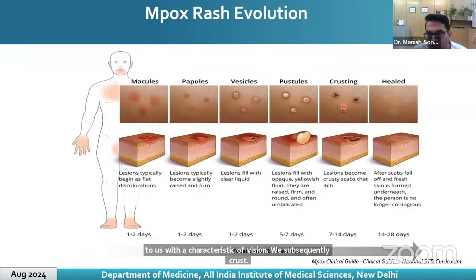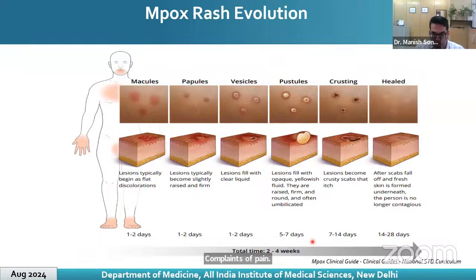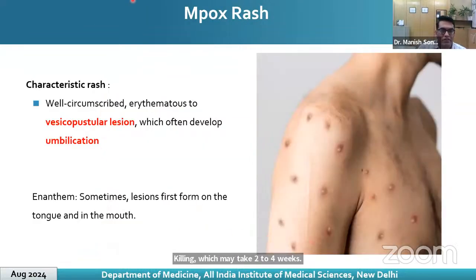After crusting, there will be itching. Prior to that, in this phase, usually the patient complains of pain, and then obviously it goes off, healing, which may take 2 to 4 weeks. So the characteristic rash is a well-circumscribed erythematous vesicular pustular lesion, which often develops umbilication. So in our setting, the closest differential probably would be varicella. Sometimes the patient may also present with an enanthem, that is, the rash may first appear in the mouth. Then we might have a differential with HFMD because this is occurring more in children.